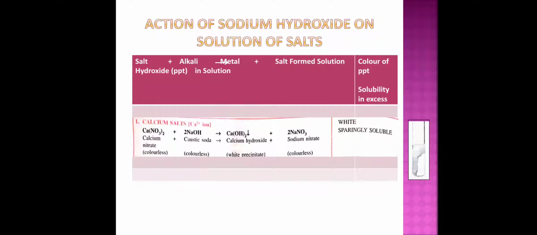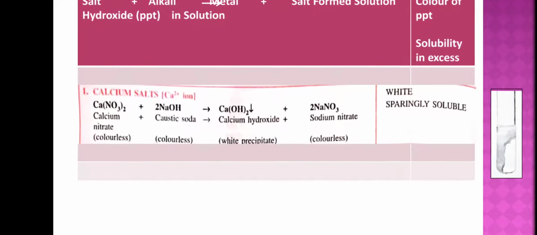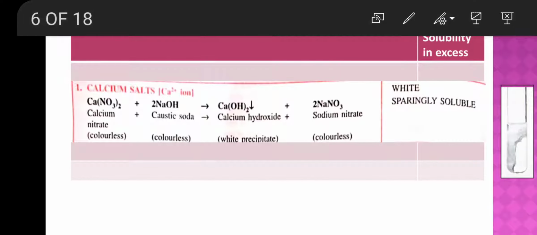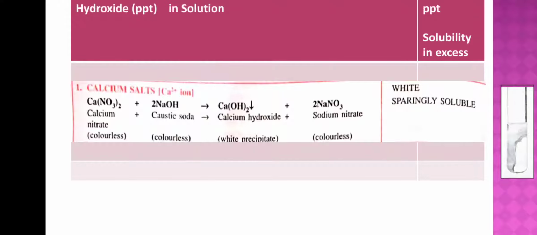So what we need to see over here, first, the calcium salt. If we take a calcium nitrate solution and add it to NaOH, we get calcium hydroxide, which is white in color. We need to note that this calcium hydroxide is sparingly soluble in excess of NaOH. So once you get a white precipitate, if we add a few more drops of NaOH, the precipitate will dissolve, but to a very, very small extent. That's why we say it is sparingly soluble.